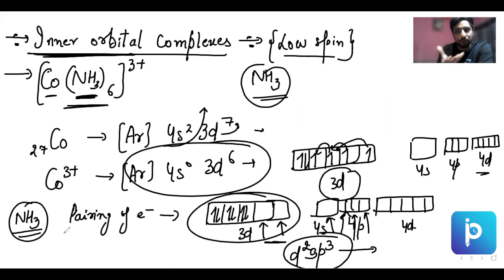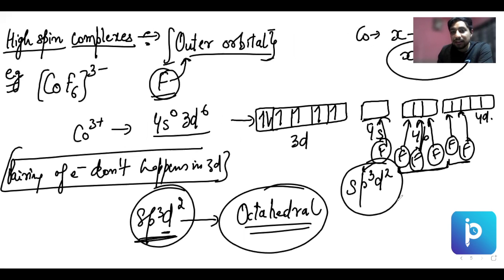How are inner ones formed? Because the pairing is happening, the ligands are utilized in the inner d orbitals, right? And here the pairing is not happening, so automatically we have to shift to the outer d orbitals. That concept of pairing was not explained by the valence bond theory, and that is the major drawback of this theory.